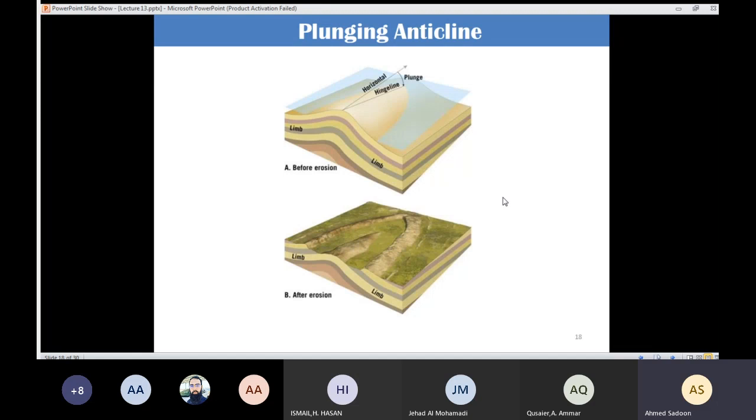Excuse me, Doctor. I didn't understand the figure before erosion and after the erosion. It looks like something in front of me. Yes, after erosion, what happened to this sectional area of the Earth?